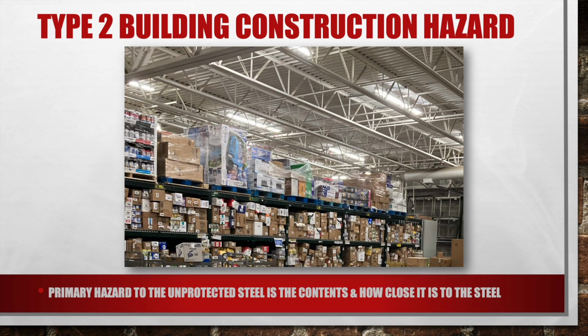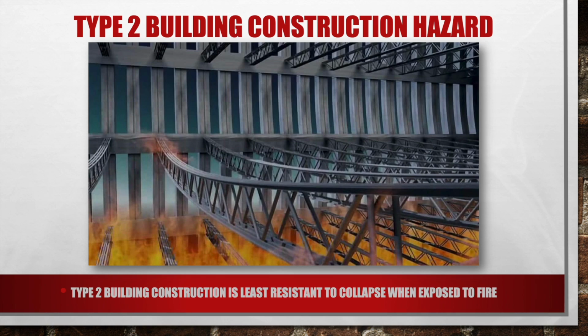The primary hazard to the unprotected steel is the contents and how close it is to the steel. So even in this picture, which is some sort of storage warehouse, if you think a fire starts in this building and it spreads to all the products on that top shelf and they catch on fire, now that fire is very close to that unprotected steel. And if you didn't know, type 2 building construction, unfortunately, is the least resistant to collapse when exposed to fire, which is the opposite of the type 1, which is the most resistant to collapse.